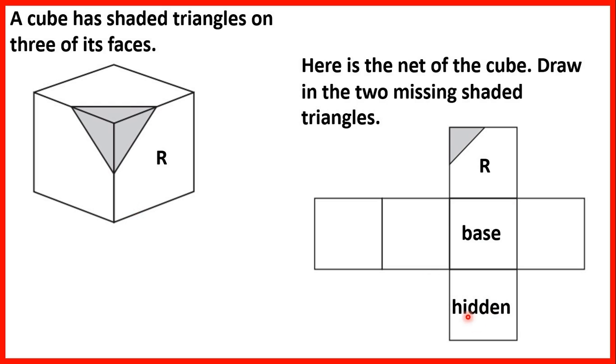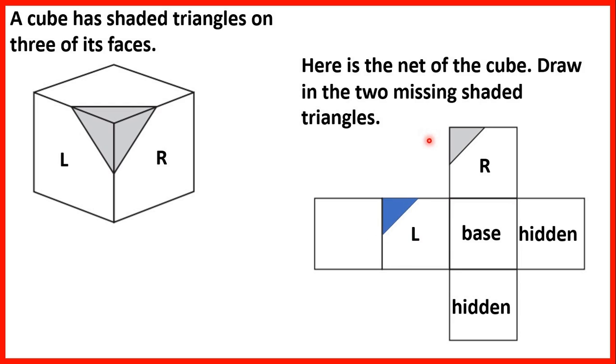This face here will be hidden, because if this is the face on the right, the base will be underneath, and then this face will be hidden around the back. This face will be hidden as well, because it will be round this side. And then this face that we can see on the left will be this face here.